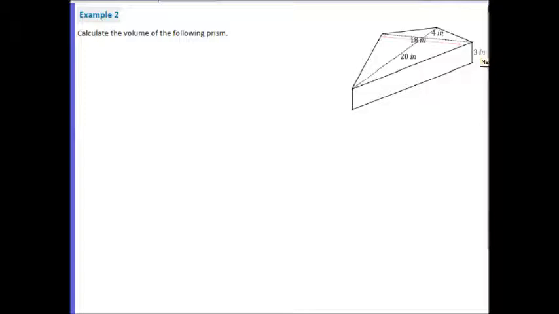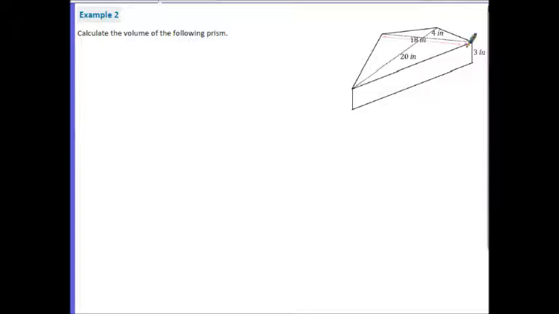Along those lines, let's take a look at example 2. It says, calculate the volume of the following prism. Now, let's take a look at what this prism is made up of. You notice it has 4 sides in terms of the base shape, but I'm not given the lengths or widths of the sides.